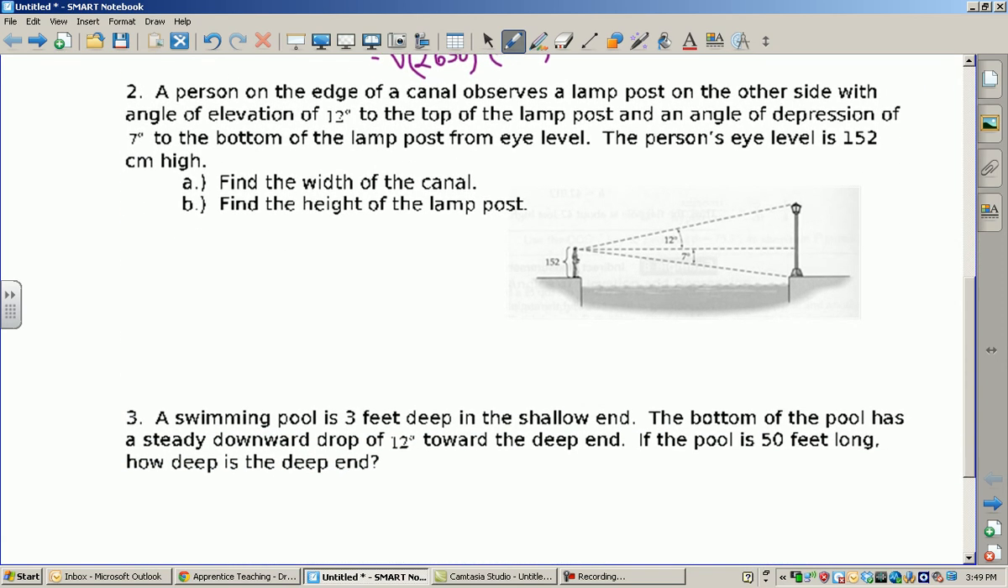Okay, let's move on to number 2. Number 2 is a little bit more tricky. I'll give you some time to read it.